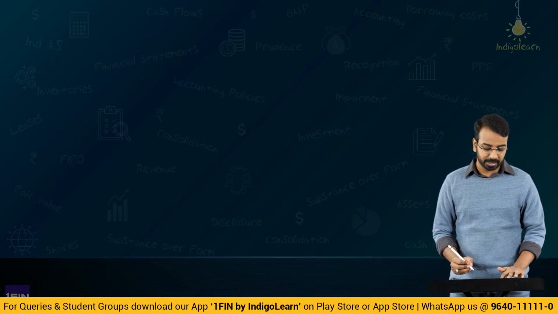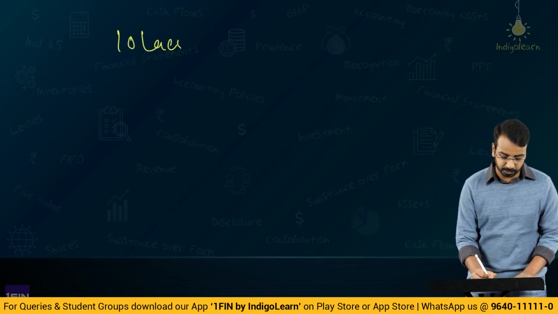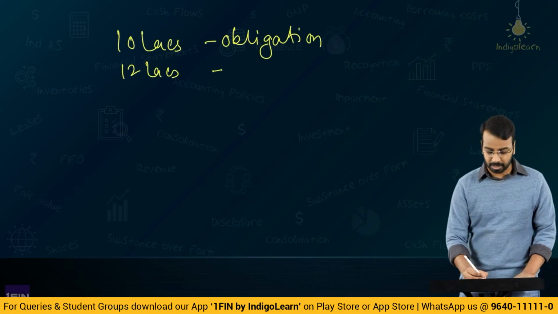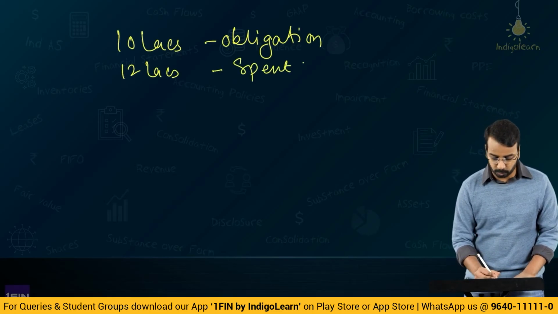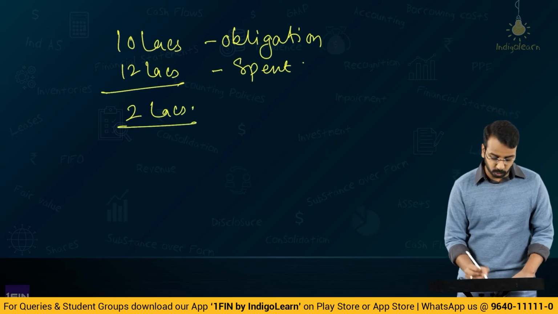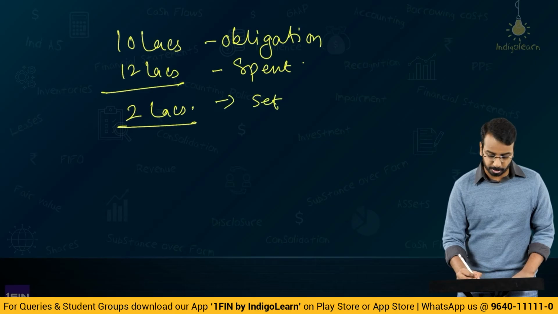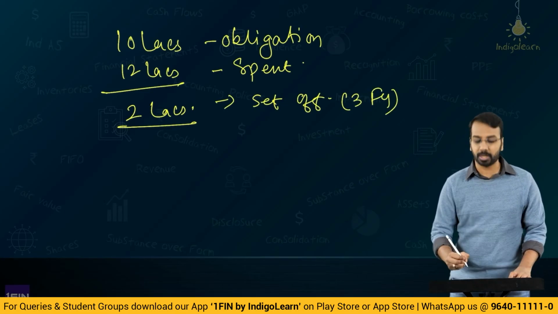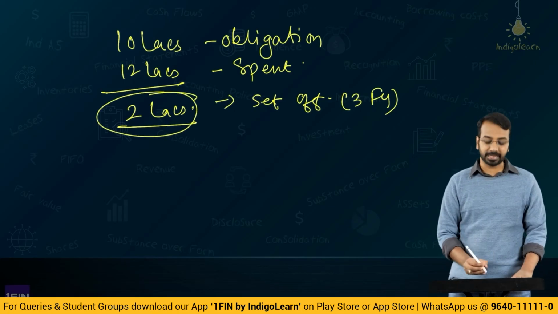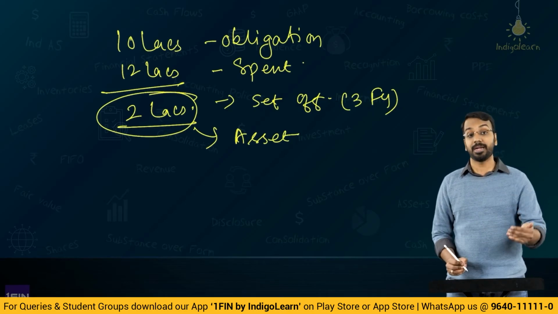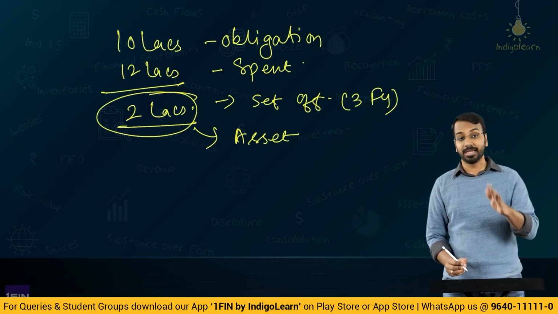That is one thing. Now, sometimes what happens is, let us say 10 lakhs is the obligation and amount spent is 12 lakhs. Now, what do we do with this extra 2 lakhs? This 2 lakhs extra can be set off in the future. For how many years? For 3 financial years you can set off. So, this extra spent of 2 lakhs can be recognized as an asset because you have spent that money and you can set off against the obligation of the next period.